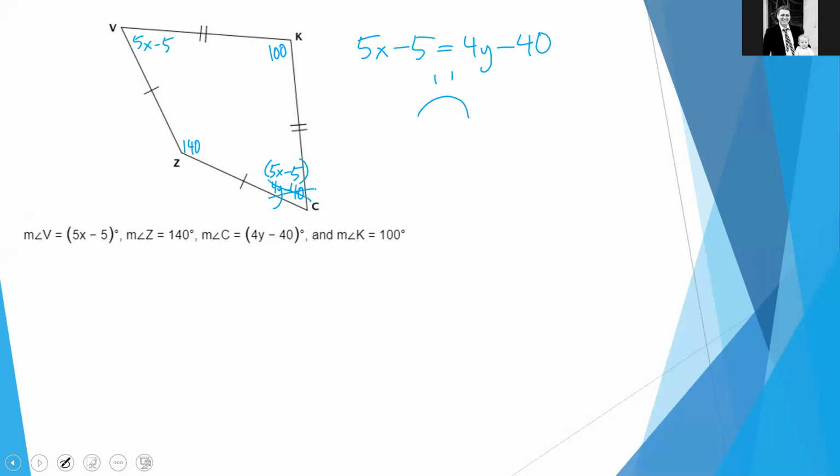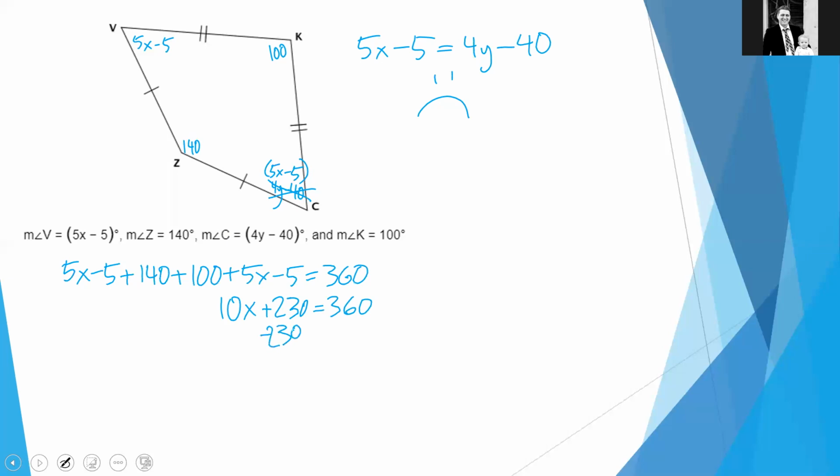And then do I have a quadrilateral? Yes. Quadrilaterals add up to 360 on the inside with their interior angles. So 5x minus 5 plus 140 plus 100 plus another 5x minus 5 equals 360 degrees. Let's combine like terms. We have 5x and 5x, so that is 10x, and we have negative 5 and 140 and 100 and another negative 5, so that is 230 equals 360. So I'll subtract 230 from each side.